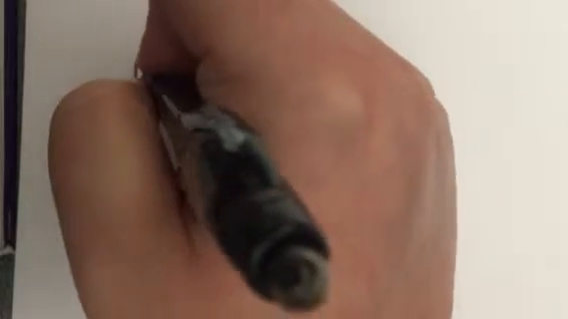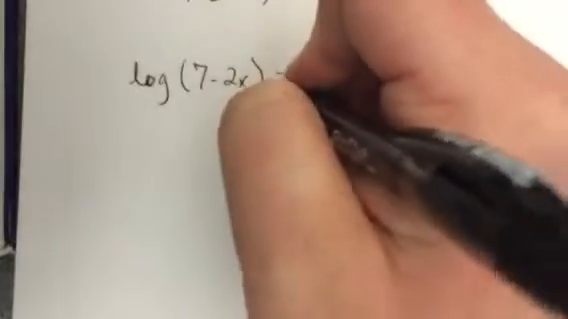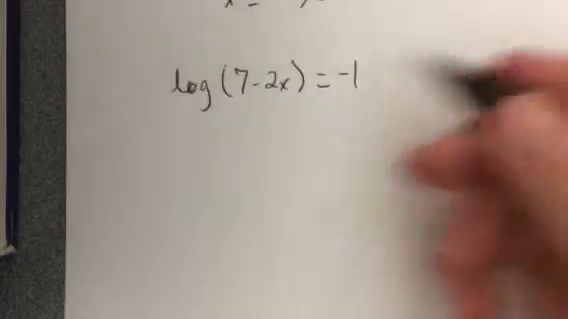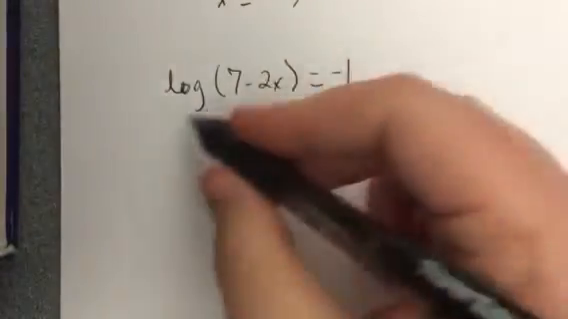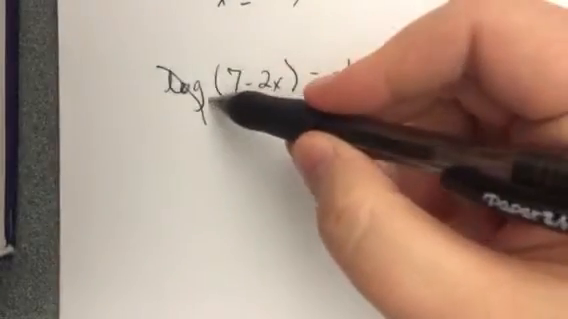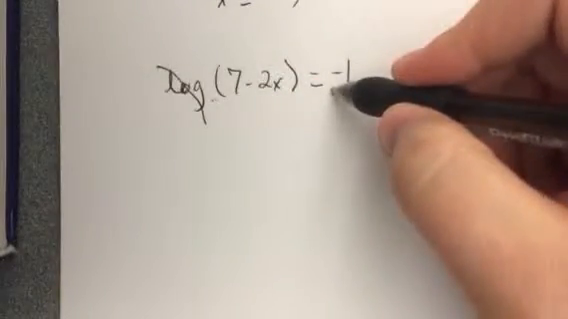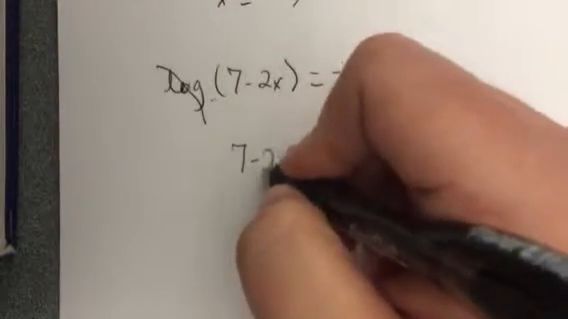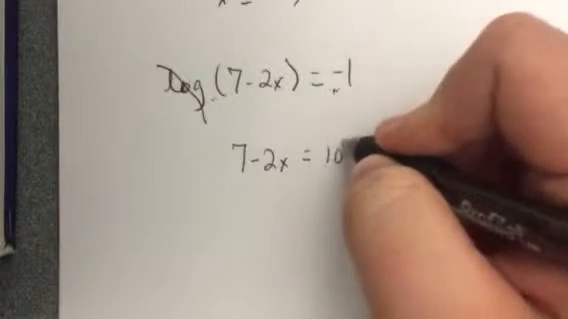So let's look at another one. Let's say we have log of 7 minus 2x equals -1. So again, find the inverse. It cancels out the log over here. And since this is a base 10, we're going to create an exponent on the right-hand side with a base of 10. So I have 7 minus 2x on the left, and I have 10 to the -1 power on the right.